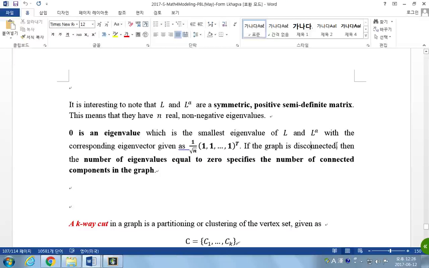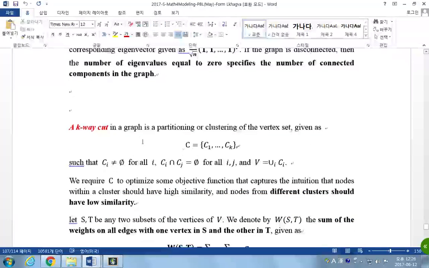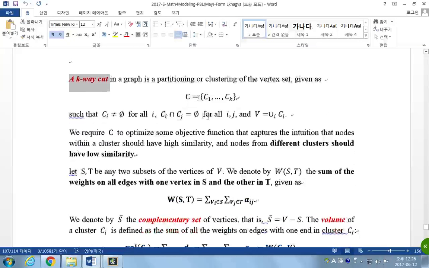If the graph is disconnected, then the number of eigenvalues equal to 0 specifies the number of connected components in the graph. Here is a graph cut. The partition is a set of subsets of the vertex set, given as this, and any Ci intersection Cj is empty, and this satisfies the partition set.